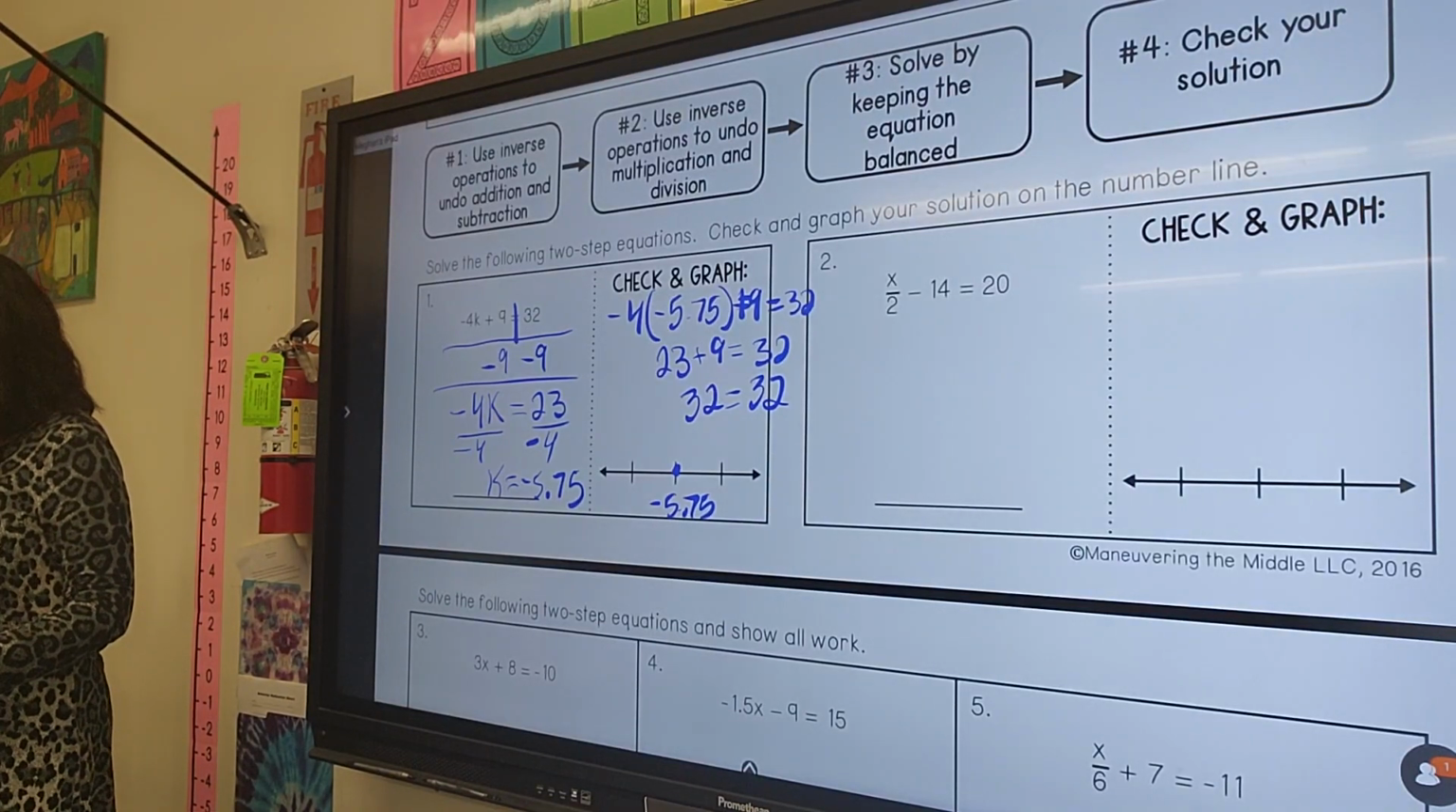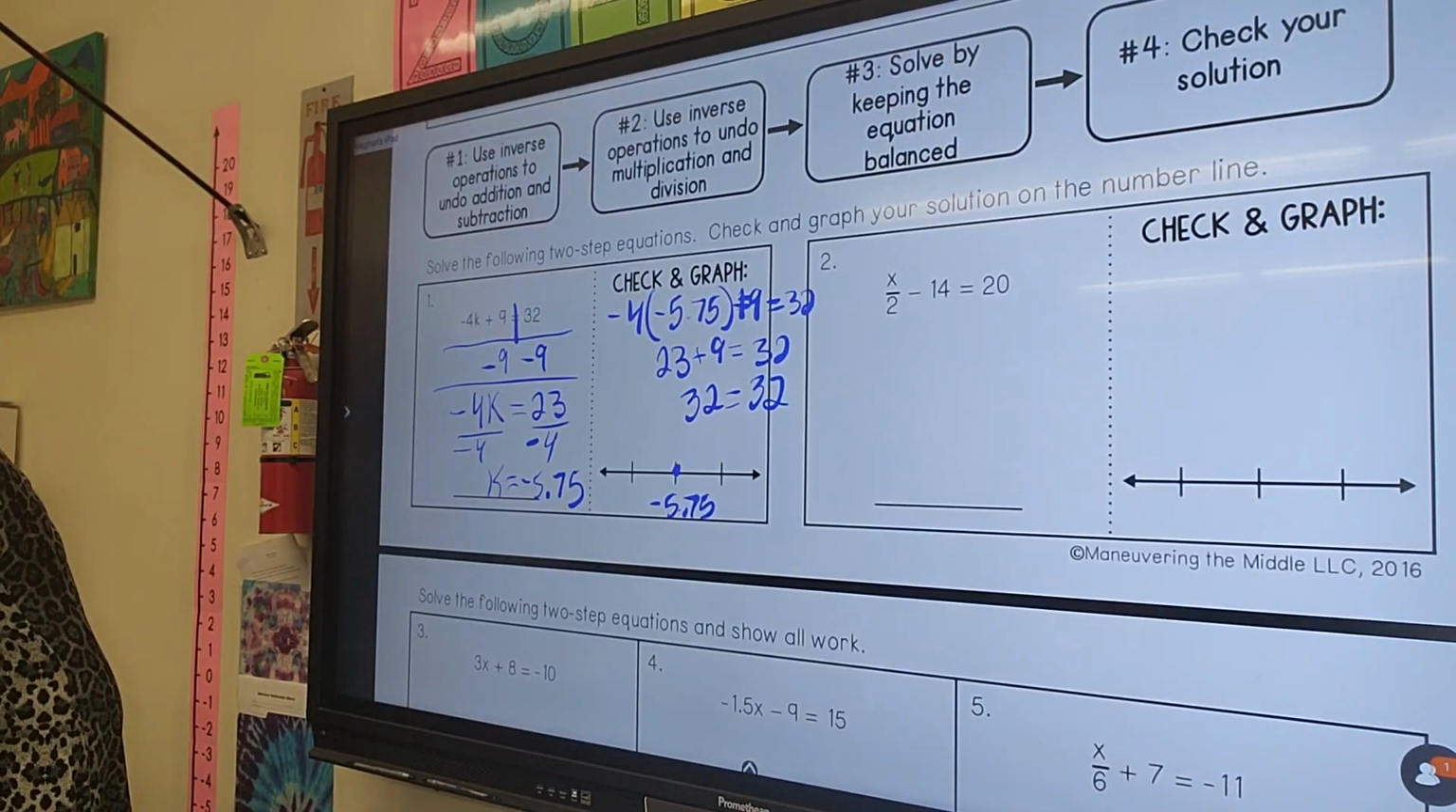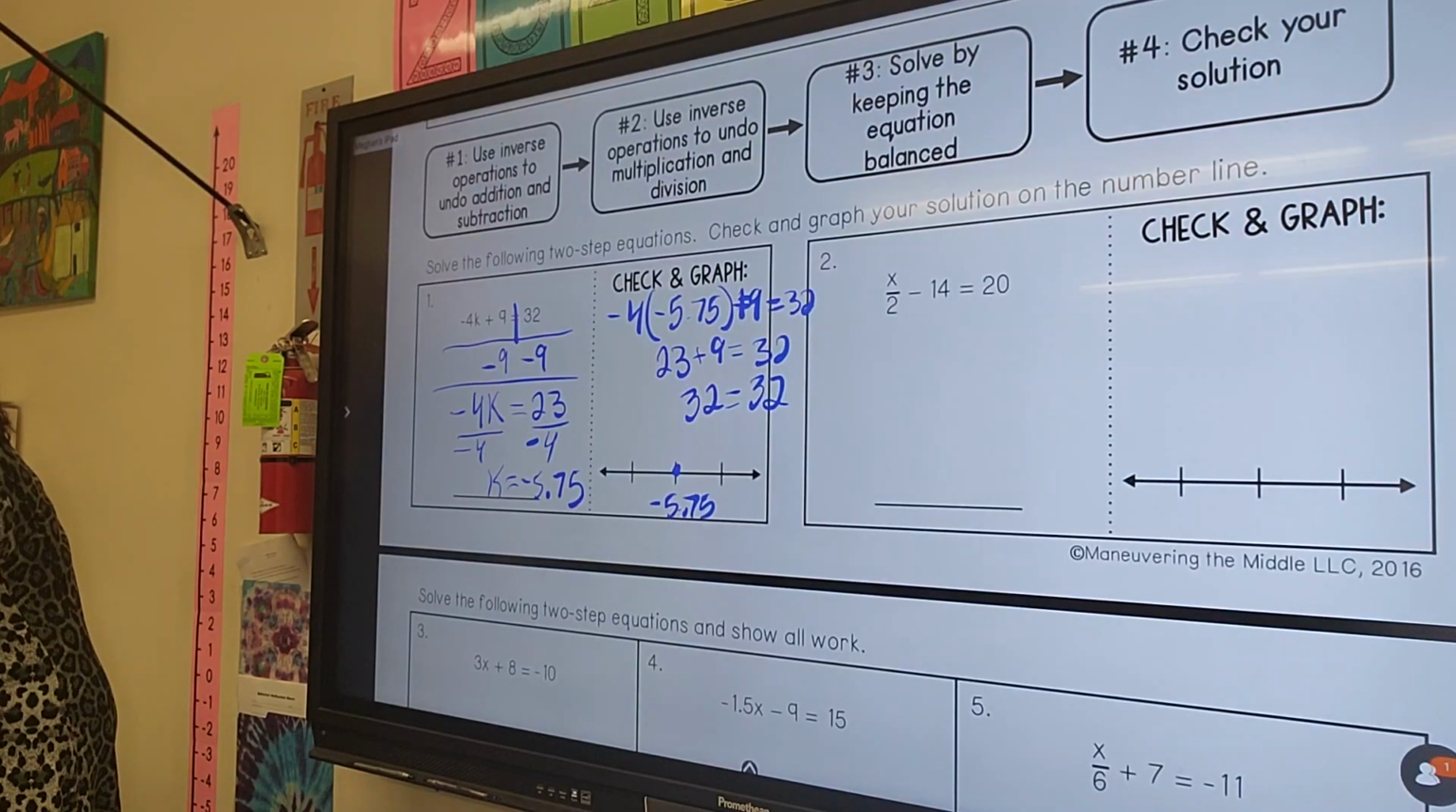Let's have you guys try number 2 at your tables. You guys can do number 2 together, and then when you get it, just put your hand up so I know.